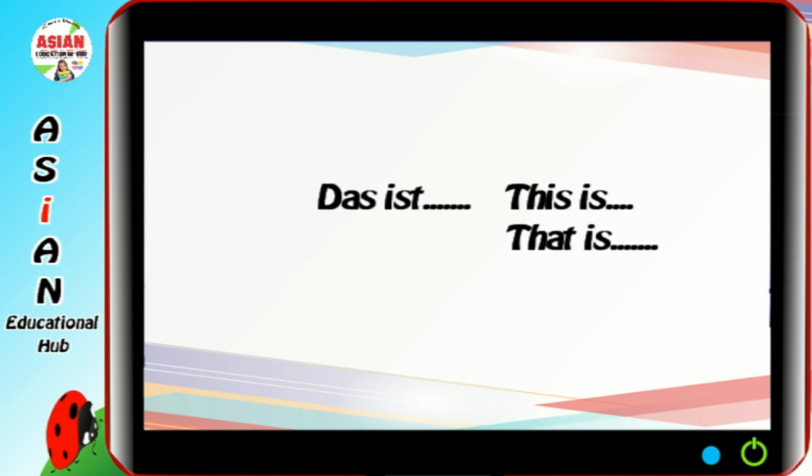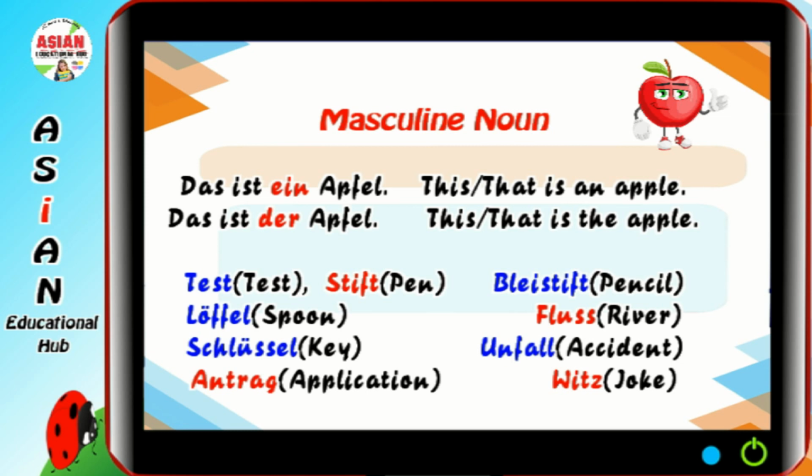Now let us learn "das ist". Das ist means this is or that is. Das is used for both this and that. We'll use some masculine nouns. Das ist ein Apfel. This or that is an apple. Das ist der Apfel. This or that is the apple.